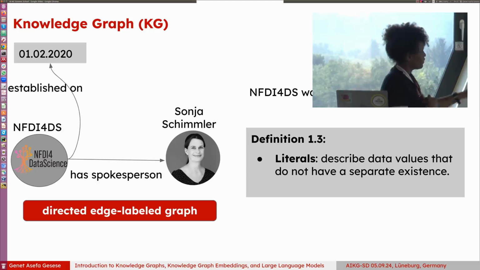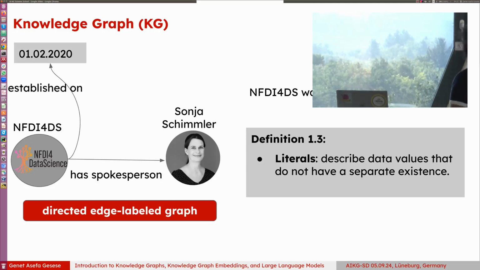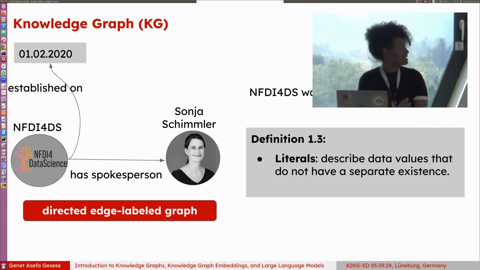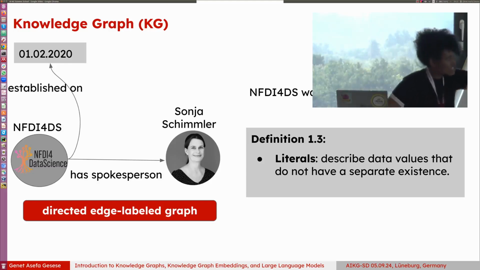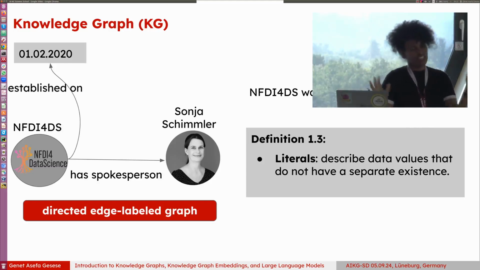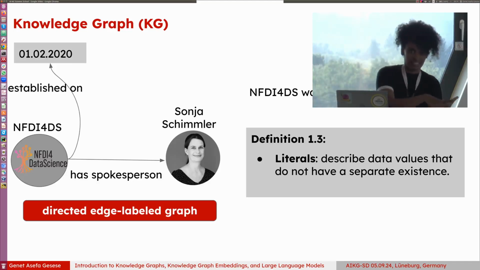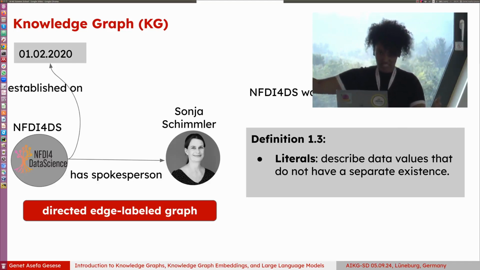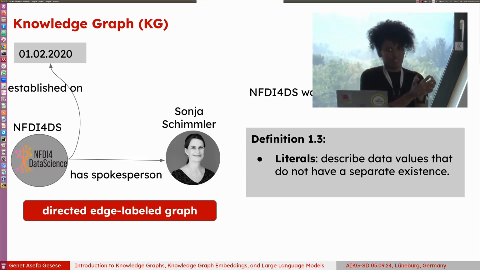So when I add it, as a subject, I already have in the knowledge graph the NFDI for data science node, right? Now I want to connect it to the information, which is a date. And dates are considered literals. So literals are things which describe data values that do not have a separate existence. This is arguable, but in a knowledge graph these literals are always associated with some entity, because they always appear on the object side, if you have noticed. They never appear as a subject, those literals.